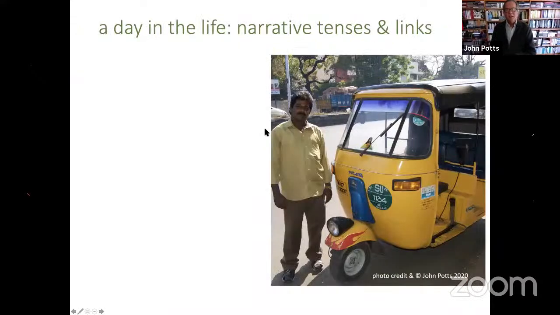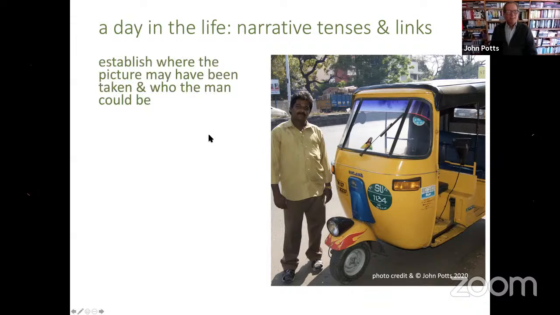A day in the life. We're going to look at some focus now on narratives, tenses and links. So here's my picture, very familiar to you. You can see which state of India we're in, at least from the, so here we go. So establish where the picture may have been taken and who the man could be. I think you'll be able to do that very well.